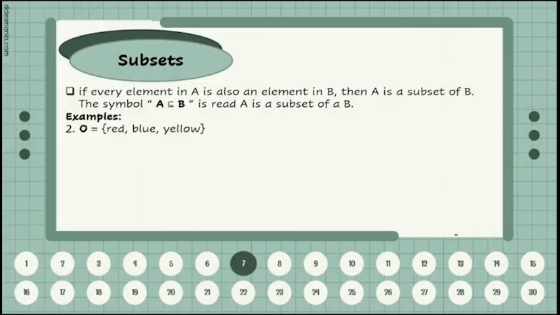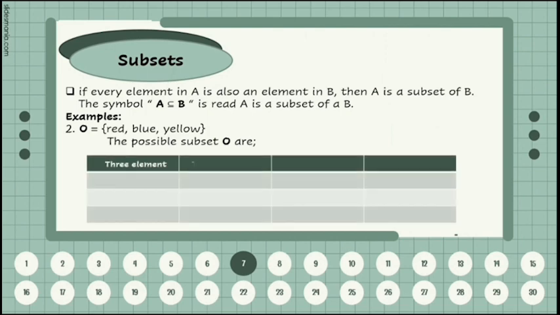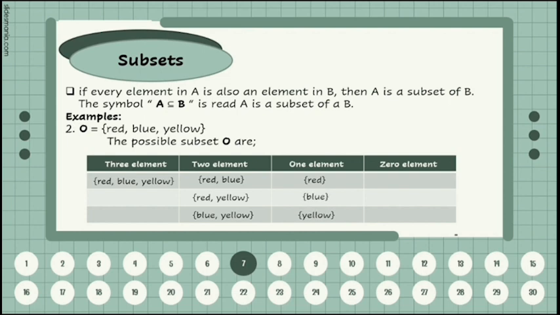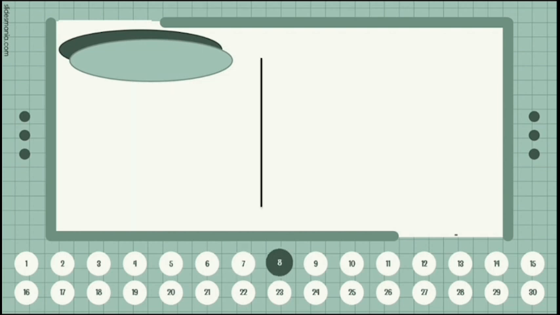And for number 2 we have O equals red, blue, and yellow. So the possible subsets of O are: in 3 elements we have red, blue, and yellow. Then in 2 elements we have red and blue, red and yellow, and blue and yellow. And for 1 element we have red, blue, and yellow. And for 0 elements we have an empty set or a null set.